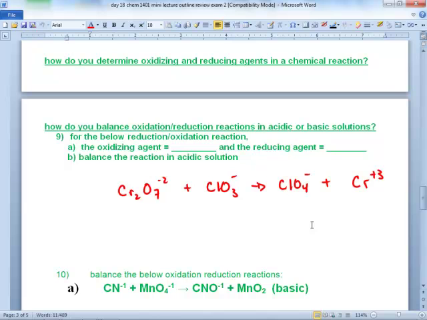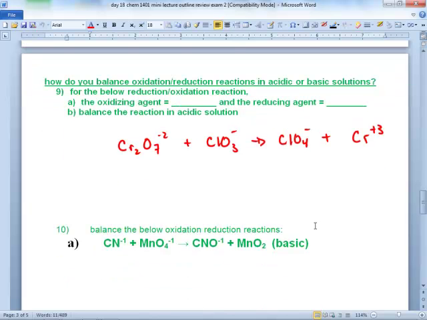Caroline, you need to answer the question first. How do you balance oxidation-reduction reactions in acidic or basic solutions? What were the steps? What'd you do first? No, it's not allowed. What do you do first? Anyone help her? Balance everything but O and H. Okay, Priscilla, you balance everything but O and H. Then what do you do?